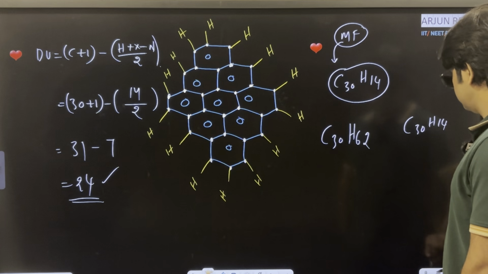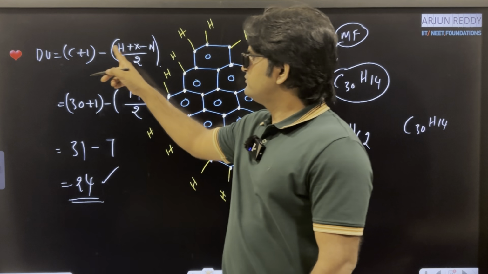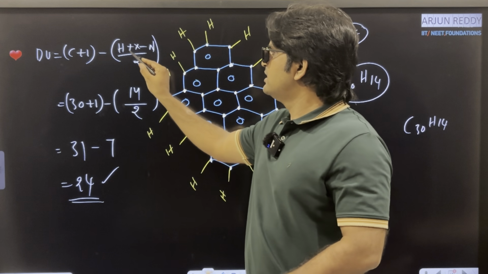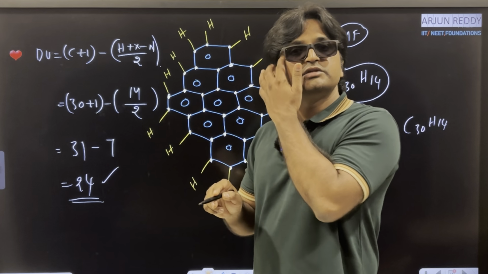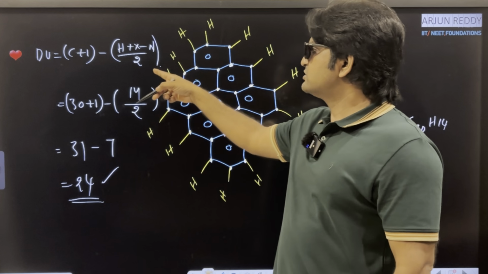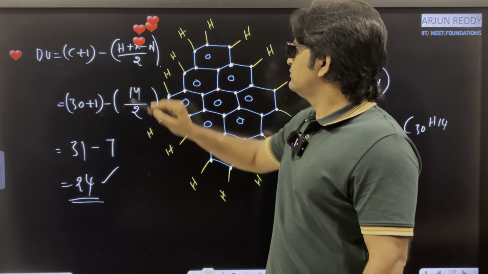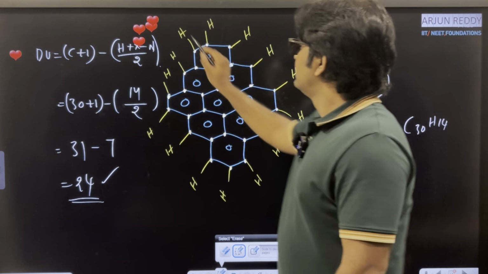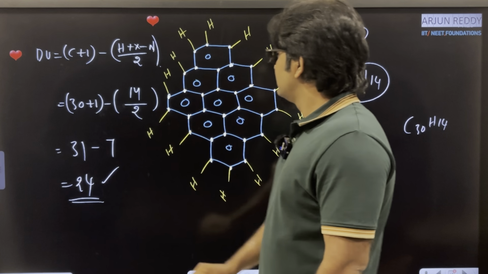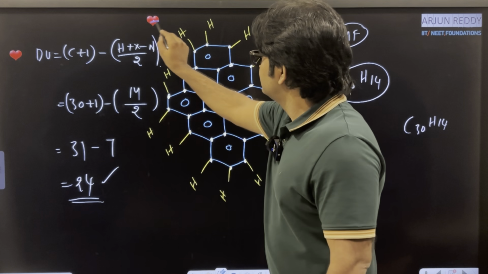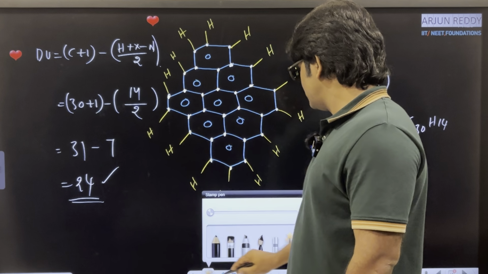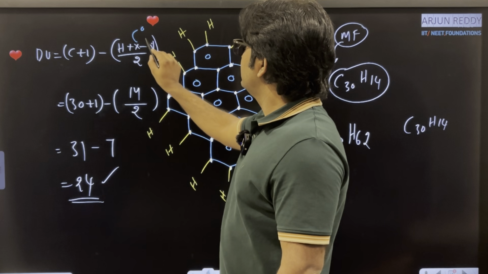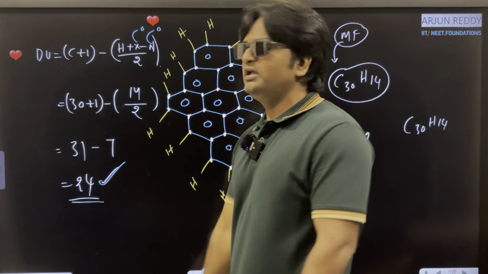Come to the same page again. Here first we are calculating on the basis of the simple formula: number of carbon atoms plus 1 minus number of hydrogen plus halogen, minus number of nitrogen divided by 2. Here number of halogen equals 0, number of nitrogen equals 0. So finally you are getting 24.